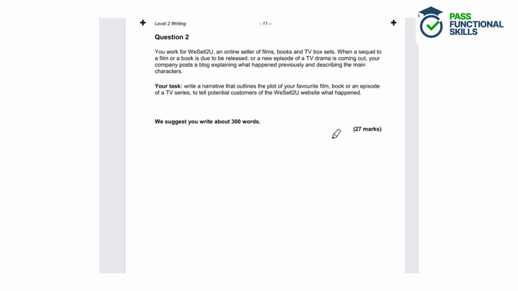So what do we need to do in this question? Well, the purpose of our writing is to outline the plot of a film, book, or a TV episode.